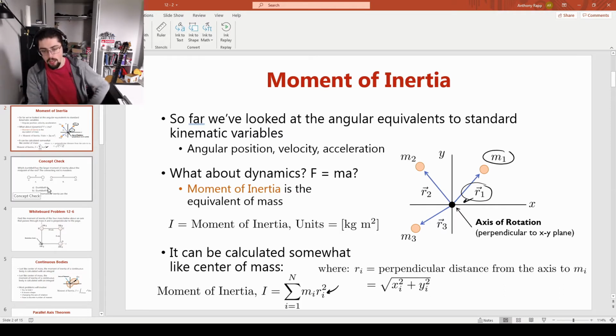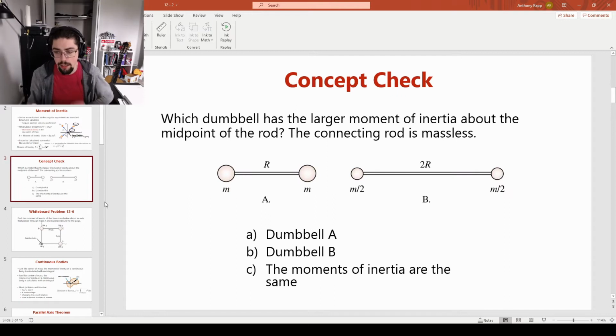So let me just jump into a concept check immediately here. Let's think about it like this. Which of these two dumbbells has the larger moment of inertia about the midpoint? Let's say that we're going to spin these things around at the midpoint for each one of these. Which one is going to have the larger moment of inertia? What do we think?